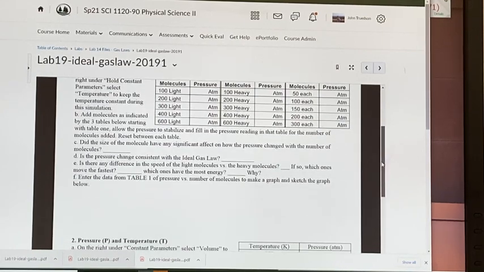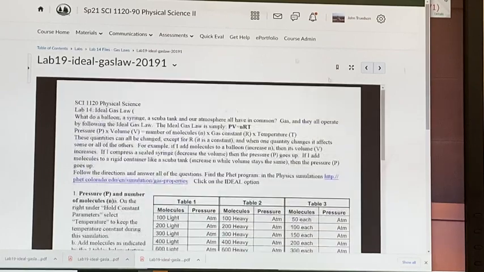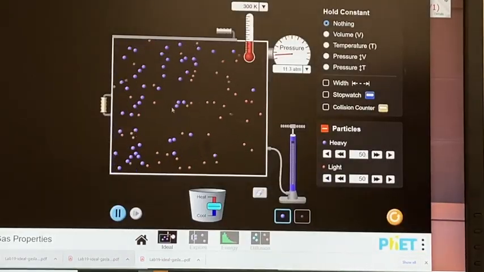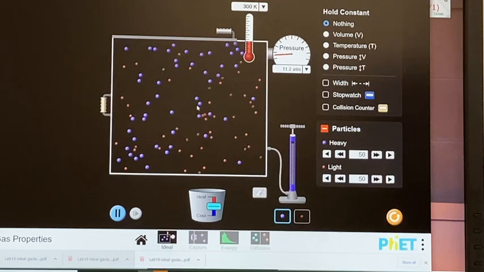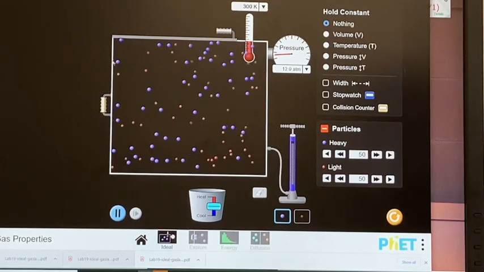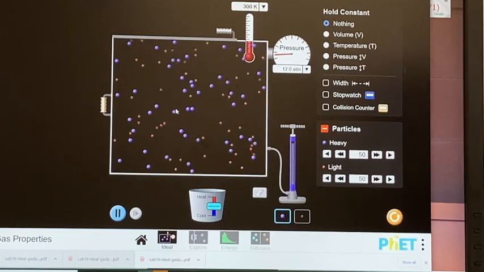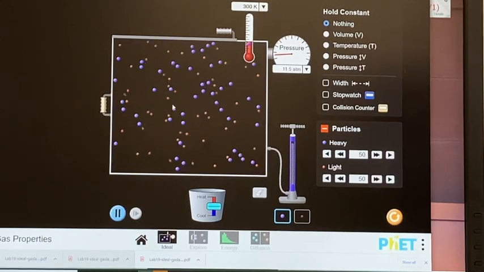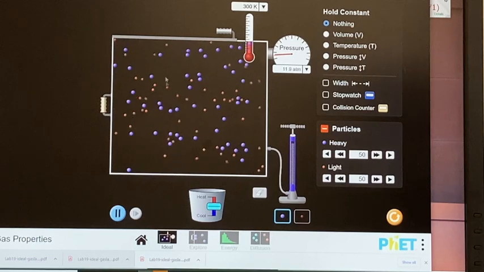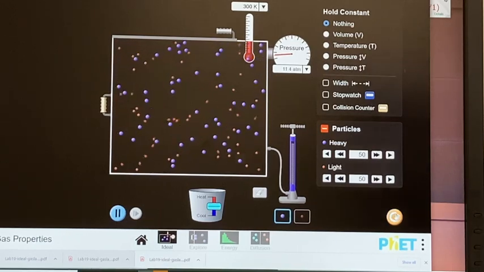All right, and you can also estimate from here the relative speed of each one. So you should be able to understand from there which ones go fastest, which ones go slowest. All right, so that's the first part.